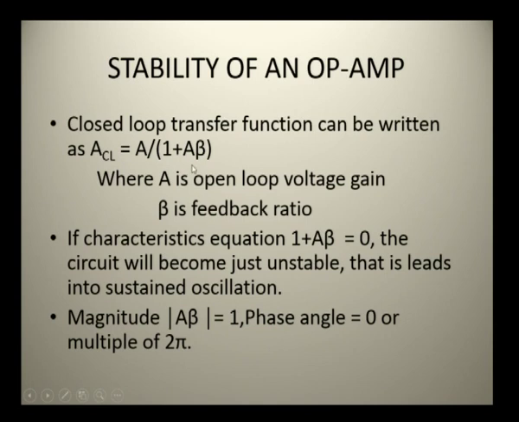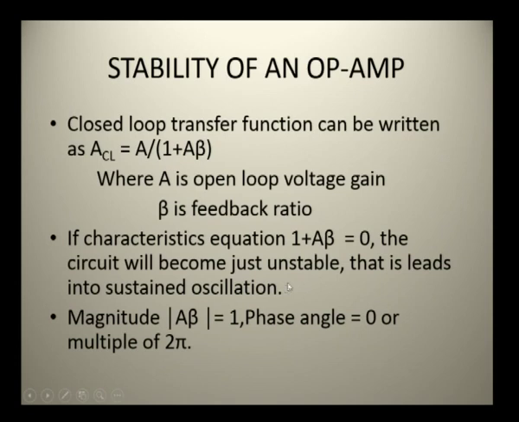So, at one point this A beta is equal to minus 1, and because of the capacitance effect we know that the total phase shift becomes 0 or 360 degrees. So, both the conditions are satisfied, then the circuit will become unstable.